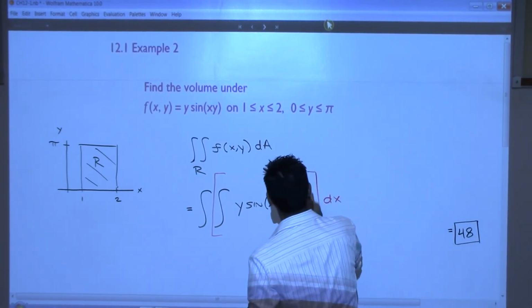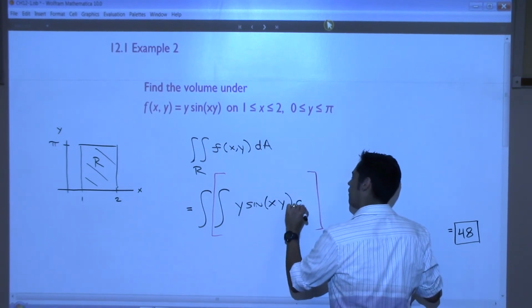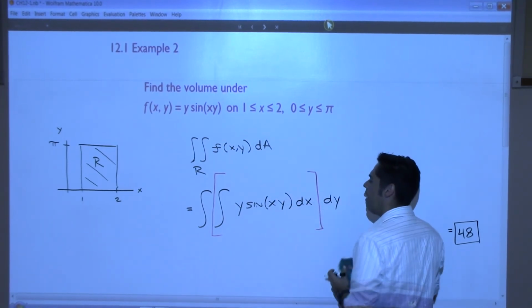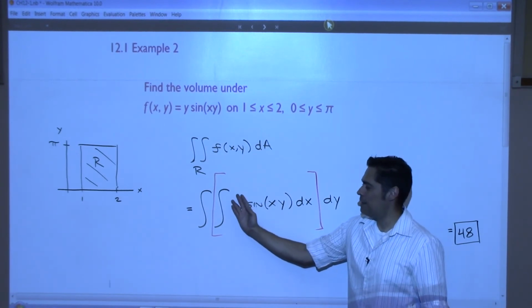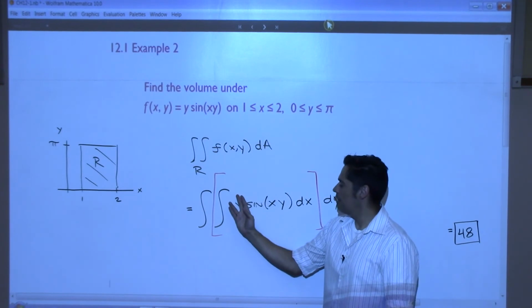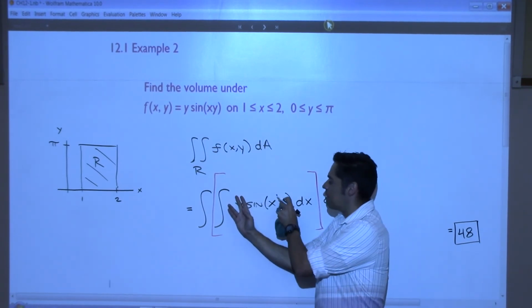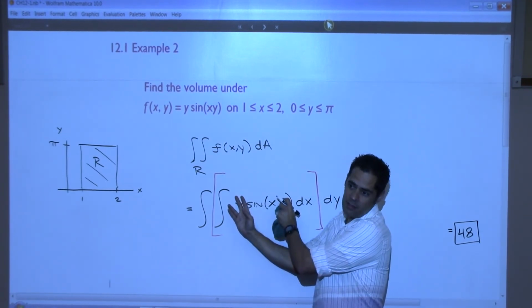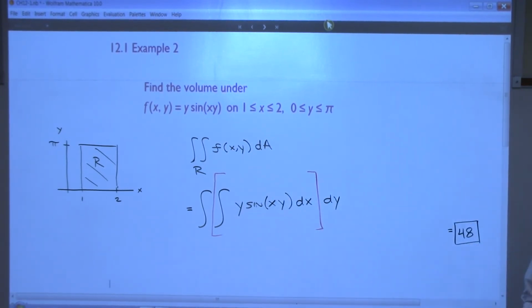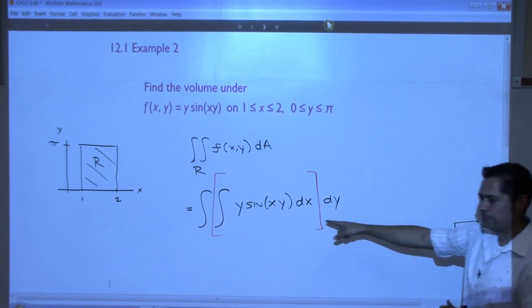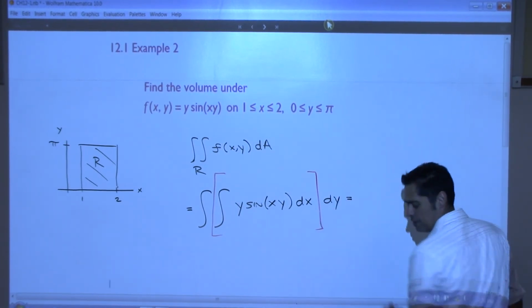Would this be easier to do it this way? Now you're treating y like a constant, and so who cares? That may as well not be there. The antiderivative of sine of xy, again y is a constant. Antiderivative of sine x, I'd rather do that than integration by parts. How about you? So here is where we actually need to consider whether or not the integrand is easier one way or the other. So this is preferred, yes? All right, so let's go ahead and do this.